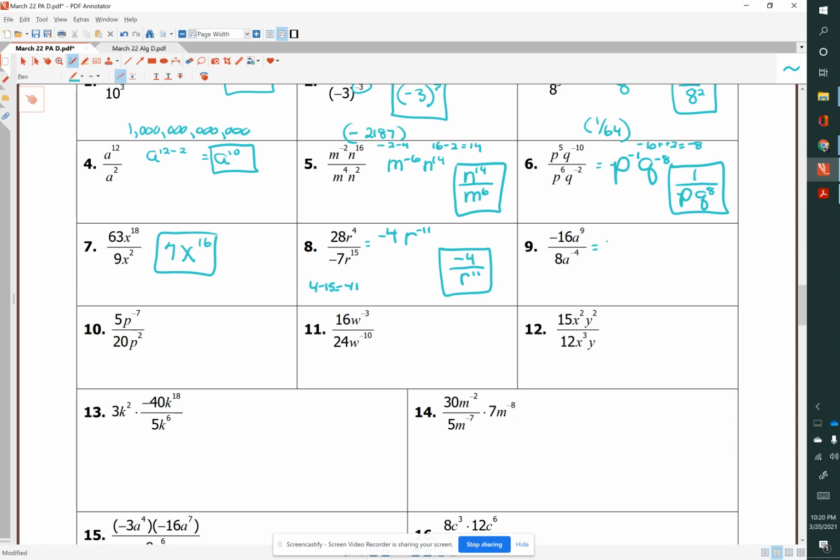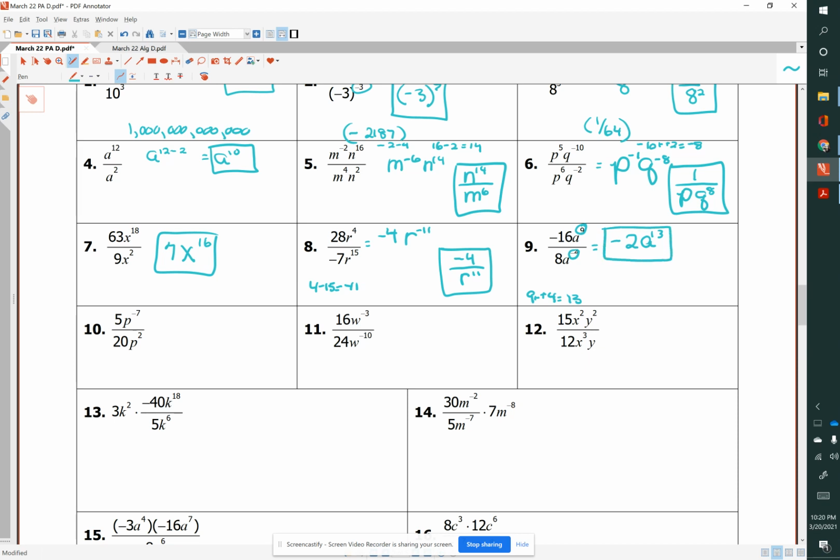Number 9, negative 16 divided by 8 is negative 2. And a, now remember, this is 9 minus negative 4, which is 9 plus 4, or 13. So negative 2, a to the 13th power.